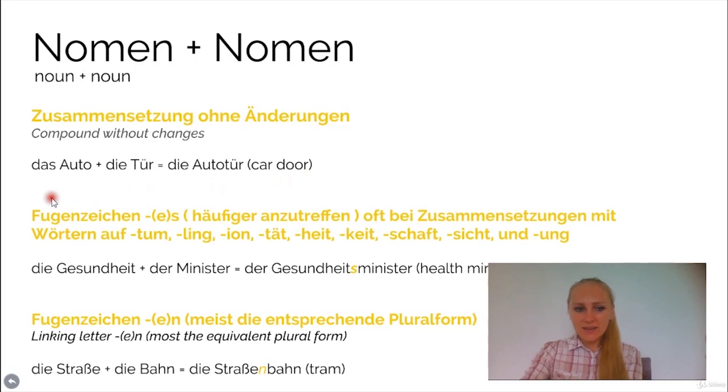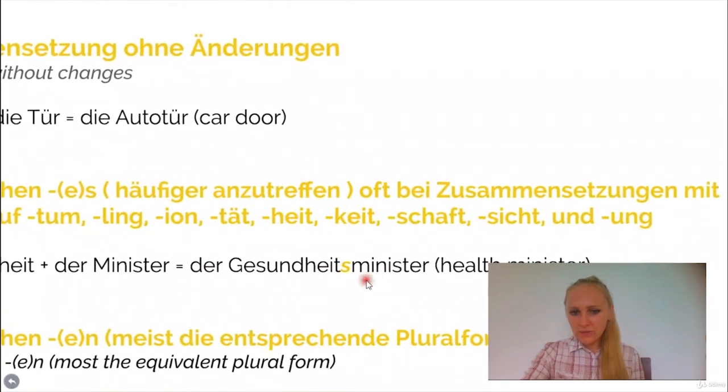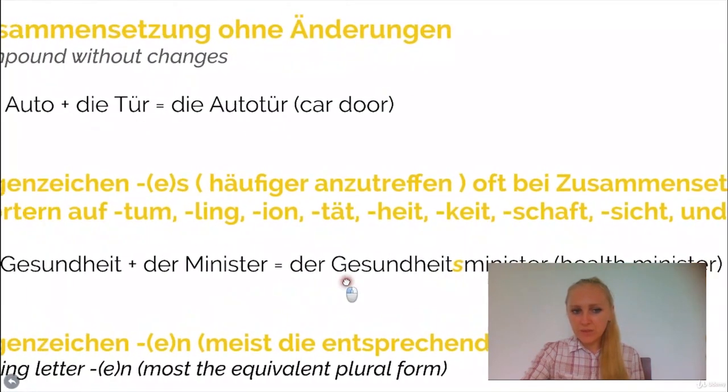Okay. Then the next one here is Fugenzeichen ES, häufiger anzutreffen, oft bei Zusammensetzungen mit Wörtern auf Tum, Ling, Ion, Tät, Heit, Keit, Schaft, Sicht und Ung. Those here are all female endings. So very often we use the linking letter ES or just S whenever the first noun of the compound word has these endings. Okay, like for example, die Gesundheit, it means the health. It has the ending Heit, and as you see here, der Minister is the minister, so the new created word is der Gesundheitsminister. As you see, we have an S here, and it means health minister.